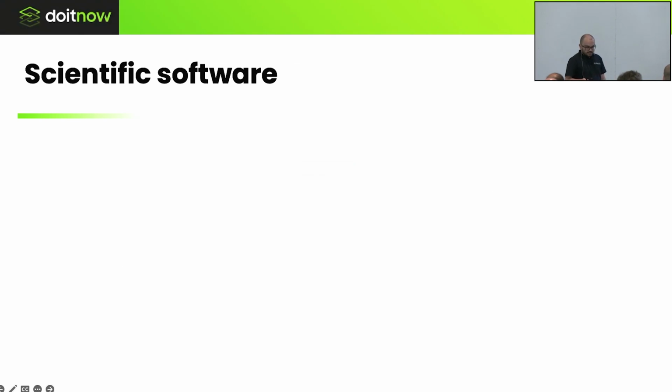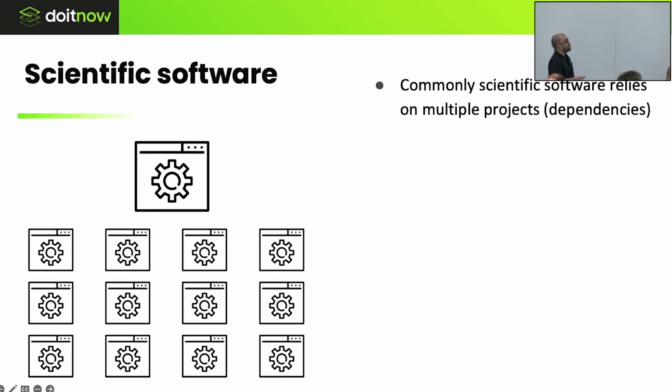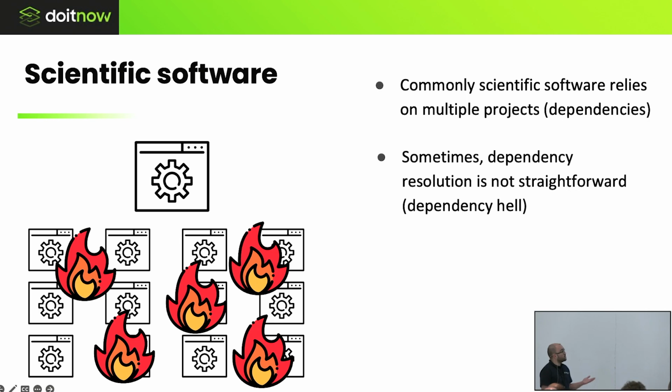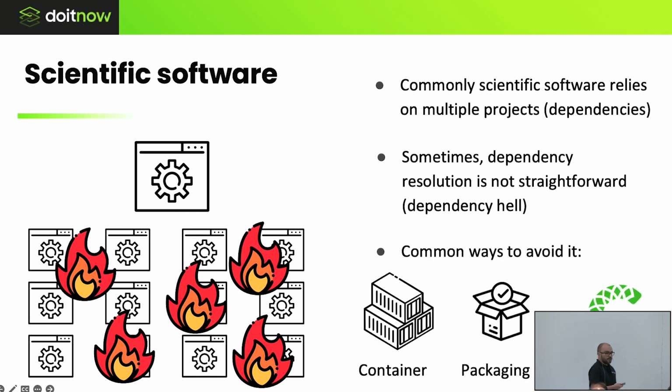So as I said at the beginning, I will talk a little bit about software, specifically scientific software. Scientific software commonly relies on multiple projects that we know as dependencies. But sometimes dependency resolution is not really straightforward, and you can face an event known as dependency hell, where you cannot even install a package from source. There are some solutions available, or ways to avoid it, that use containers, precompiled packages, or conda environments, among others. There are several options.